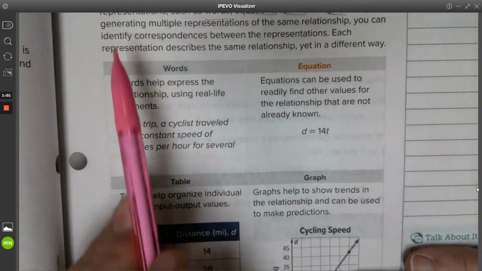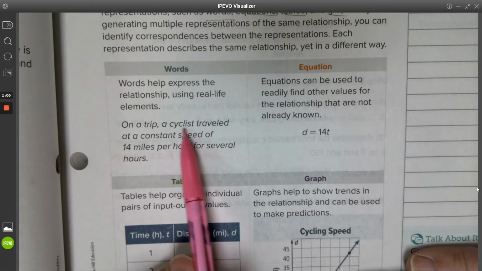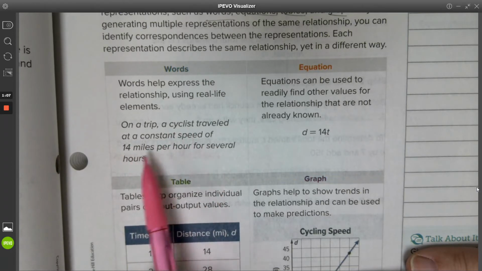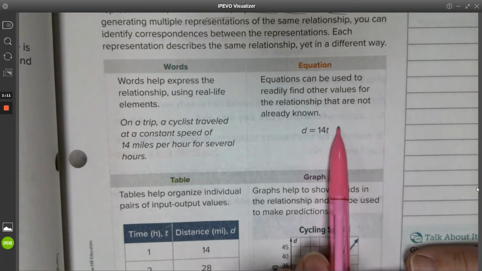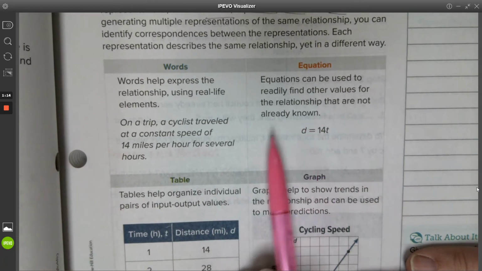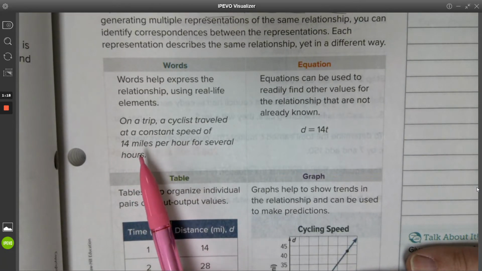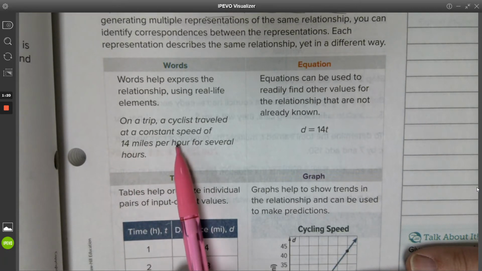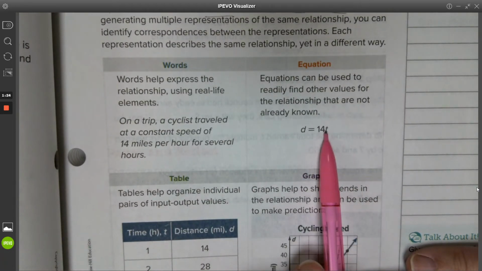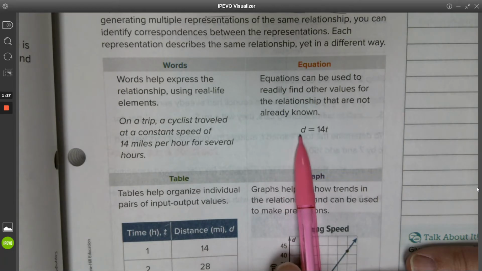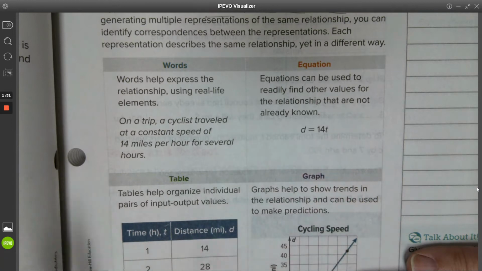So let's start with words. So if we have this scenario, on a trip, a cyclist traveled at a constant speed of 14 miles per hour for several hours. We can then write that as an equation. Because we know that it's 14 miles per hour, we can multiply 14 by the number of hours or the amount of time that she cycles to then find the total distance. So our equation is d equals 14t.